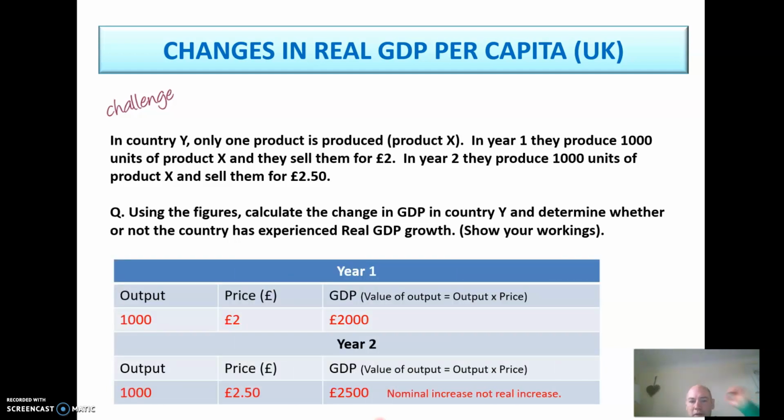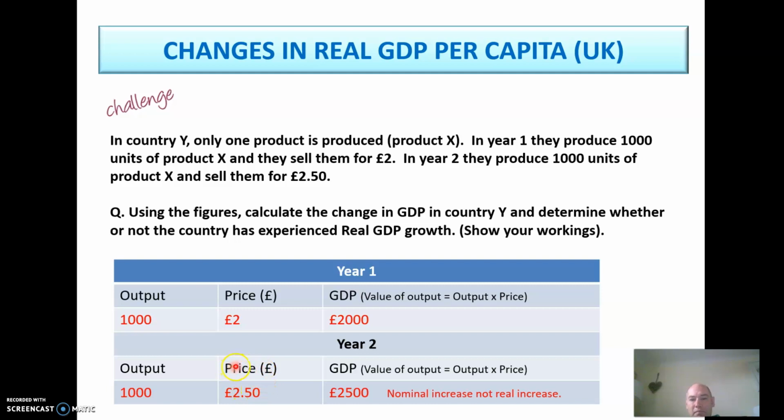Okay, how did you do? 1,000 units of output multiplied by £2 gives you a value of GDP equal to £2,000. In year 2, with a higher price, that actually goes up to £2,500. Well, has there been a real increase in GDP growth? Not unless the quality has improved. Okay, unless the quality of those goods has improved and they can attract a higher price.